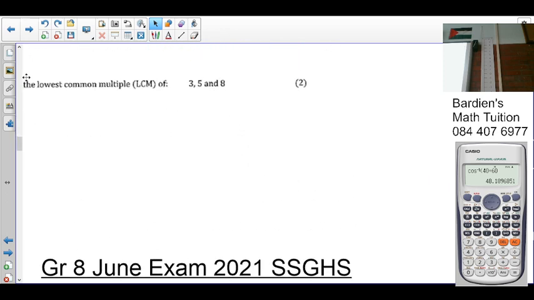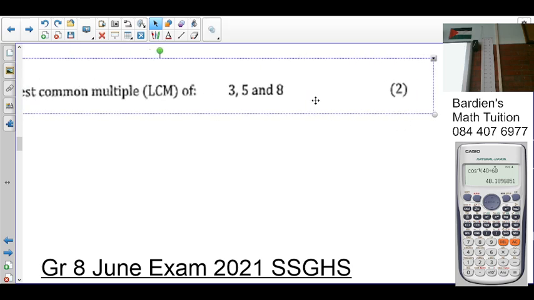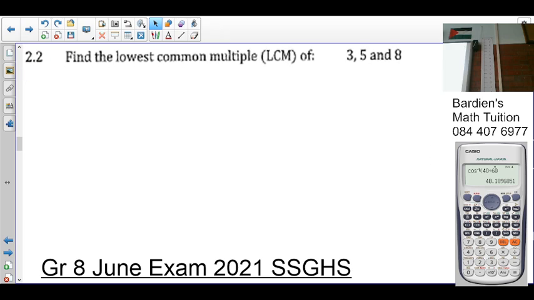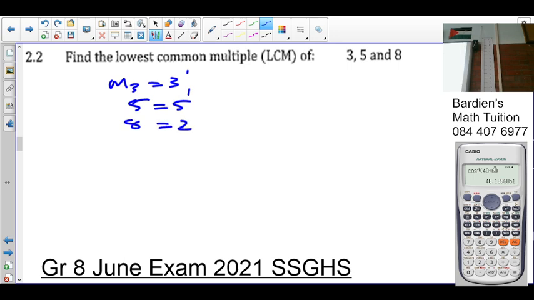Let's do the next one. Find the LCM of 3, 5 and 8. People, what's the lowest common multiple of 3, 5 and 8? Firstly, we're going to say, what are the multiples of 3? 3, 6, 9 and so on. But we can actually use products of prime factors. So that's going to give you 3, 5 can be written as 5 to the 1 and 8 can be written as 2 to the 3.